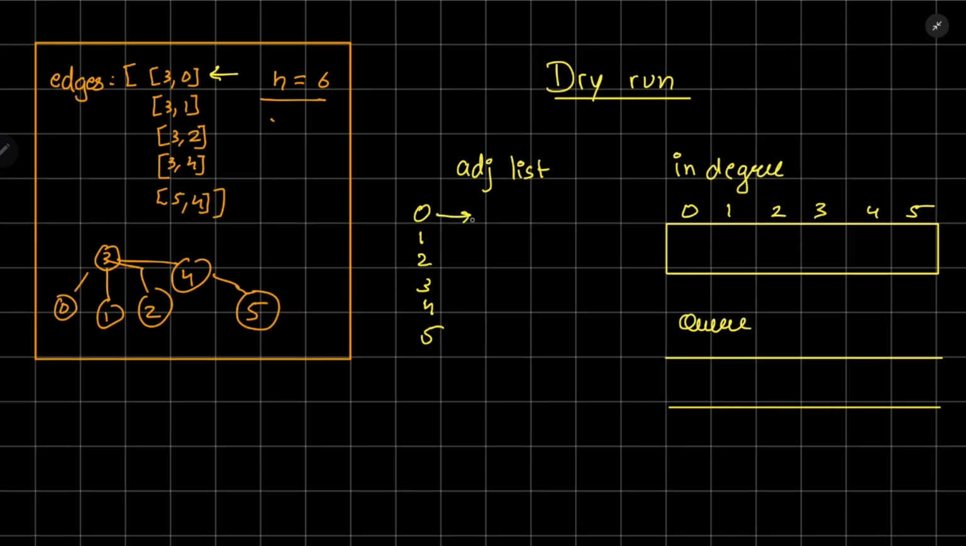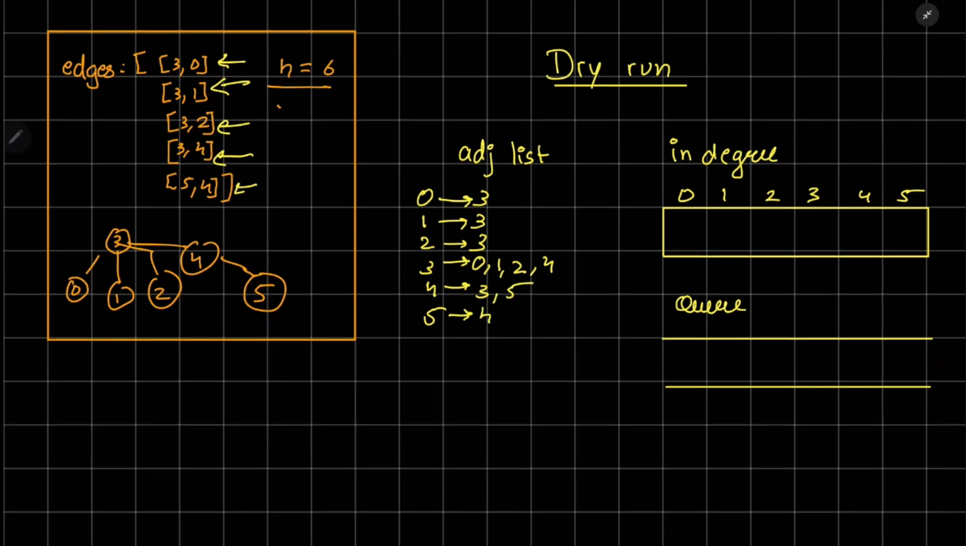So the adjacency list of 0 will contain 3 and 3 will contain 0. For 3 it will be 1, and for 1 we'll have to add 3. Now for this edge, 2 will be in 3 and 3 will also be in 2. Then for this, 3 will have 4 and 4 will have 3. And finally for this edge, 4 will have 5 and 5 will have 4. So we have made the adjacency list.